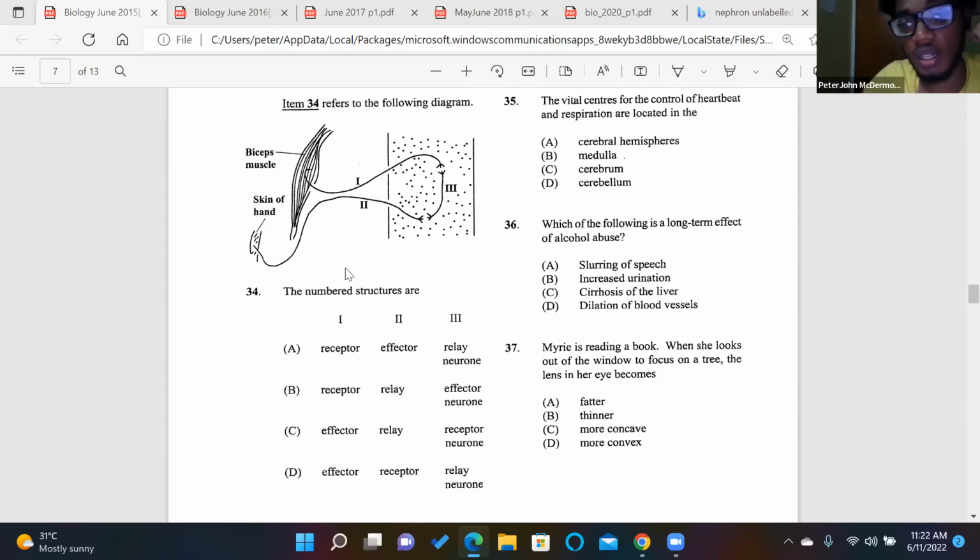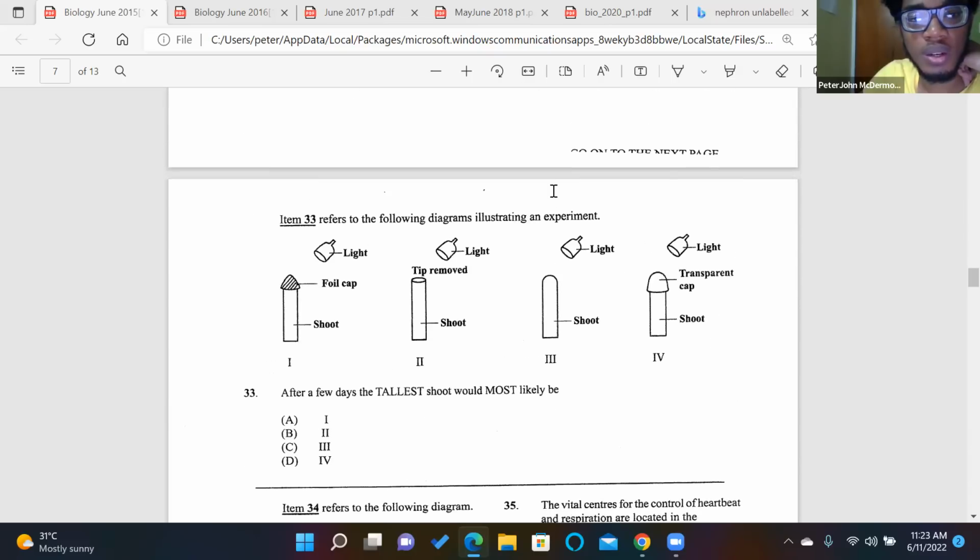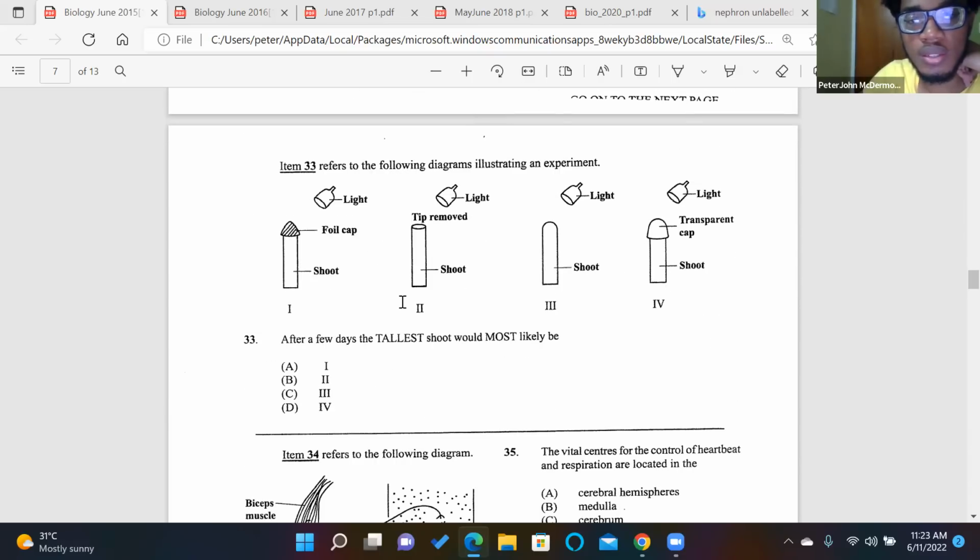Numbered structures are 1, let's look, 1, 3, 2. So I think they're trying to label the nerves, quote unquote, as an effector. Oh, no, you need, all right, so think about 1 versus 3. Which one do you more think would grow? 1 versus 3. Yeah, that would more go with 3.